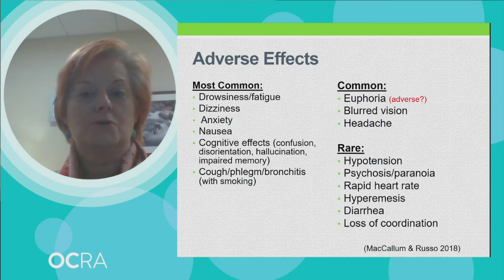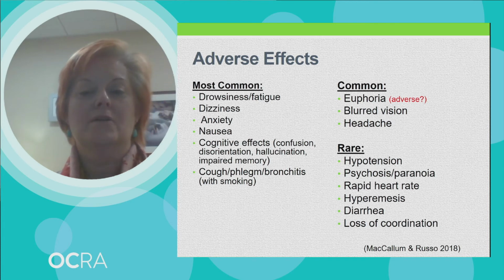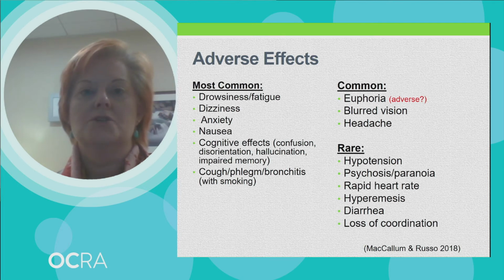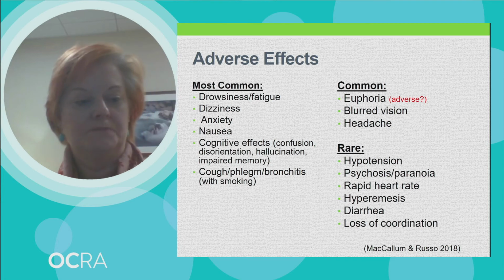Somewhat common are, of course, euphoria, which some people would say isn't very adverse, might feel good to be a little euphoric, blurred vision, headaches, and then fairly rare are low blood pressure or hypertension, psychosis and paranoia, rapid heart rate, hyperemesis, or a lot of vomiting related to using it. And often the hyperemesis occurs when people are really not clear on a dose that's appropriate for them or they use too much. Also, some people could get diarrhea and experience a loss of coordination and potentially experience falls.